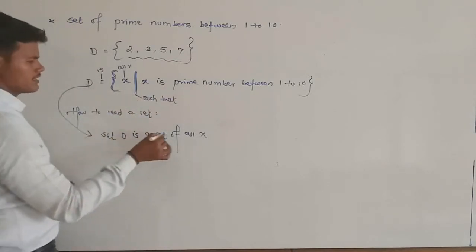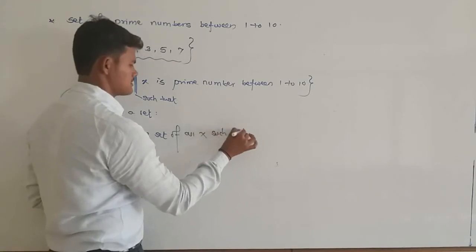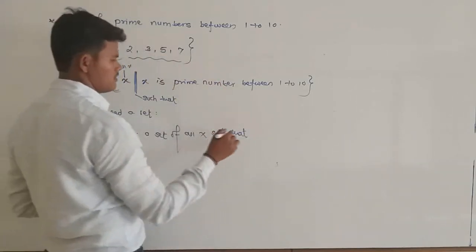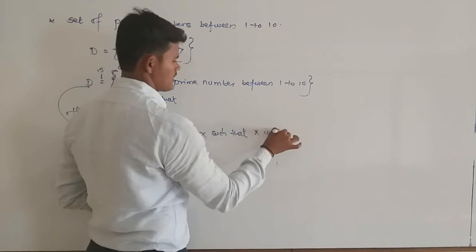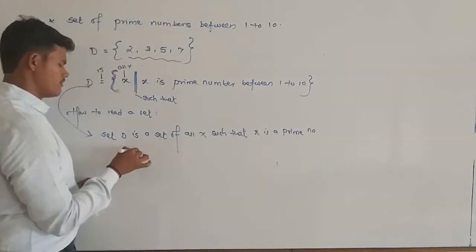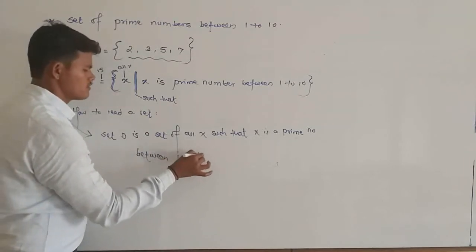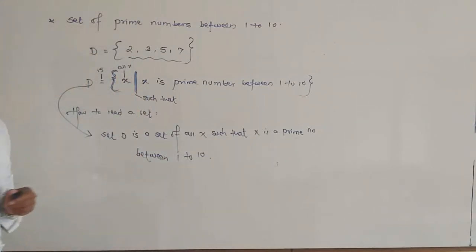So set D is a set of all x such that x is a prime number between 1 to 10. This is how we are reading a set in rule method.